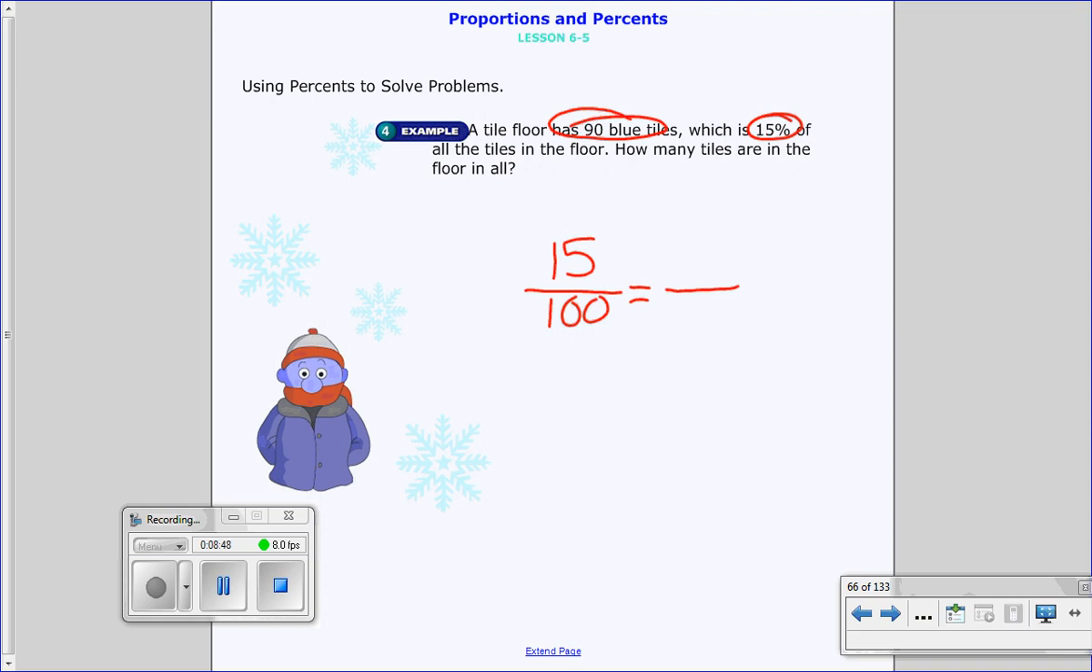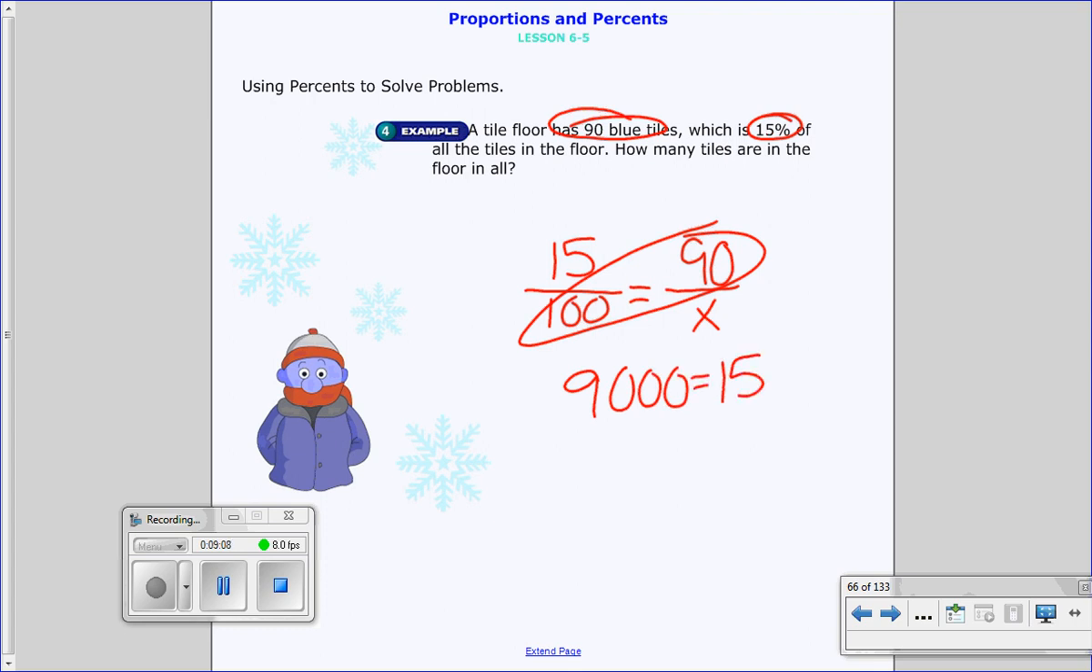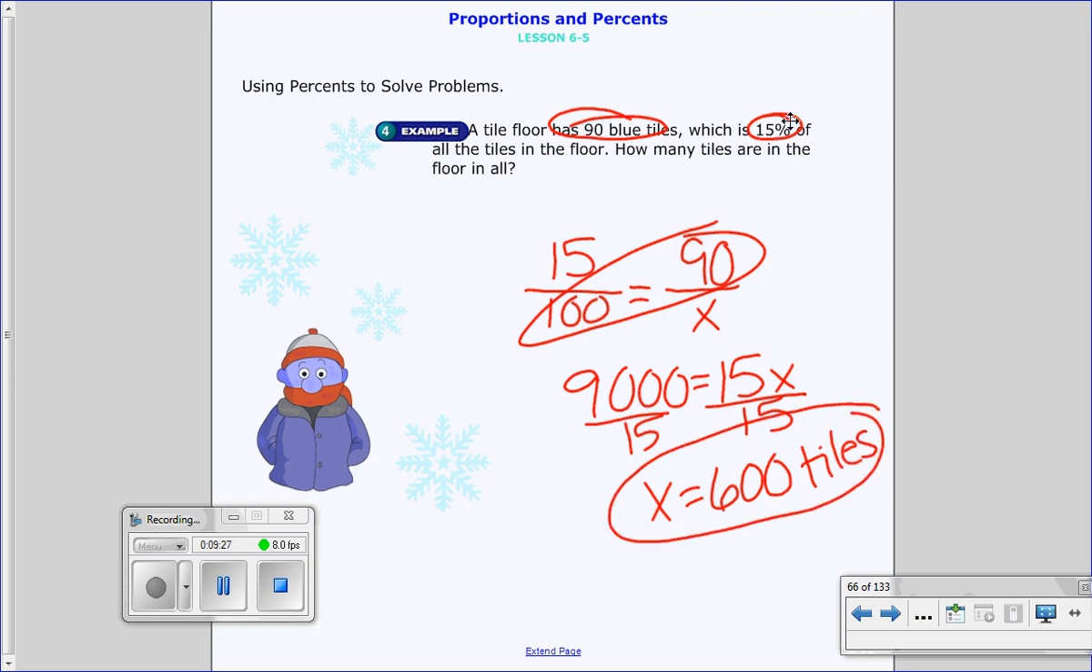But now I have to figure out this 90 blue tiles. Is that all the tiles on the floor, or is that only a part of it? And if you read that first part again, a tile floor has 90 blue tiles, which is 15% of all the tiles. So 90 is only 15% of it. So that goes on top. And then we solve. And when you do this, of course, you're going to divide by 15 on both sides. And you're going to do 9,000 divided by 15. And you're going to get x is 600. And in this case, it's a word problem, so you need a label. So we have 600 tiles.